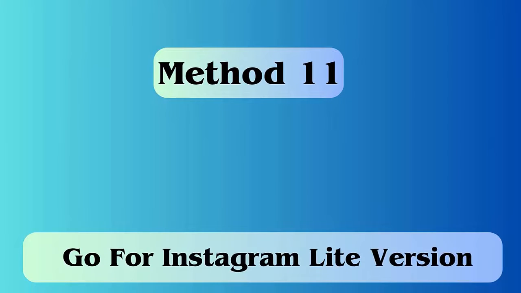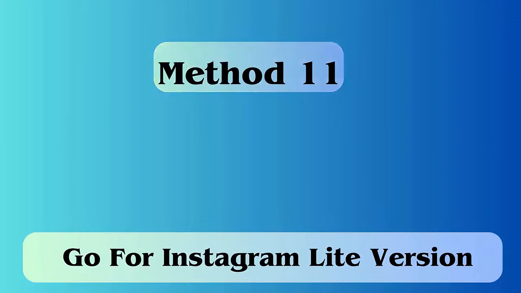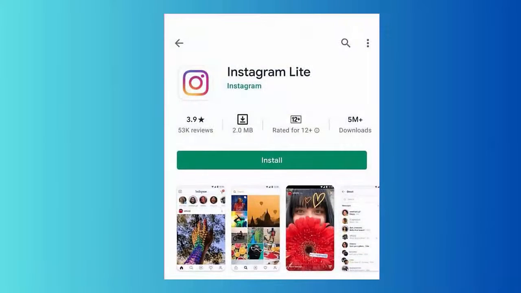Method 11, go for Instagram Lite version. Follow the steps. First, launch the Google Play Store, search for Instagram Lite. Now, tap on the install option. After that, launch the app and log in with your credentials.